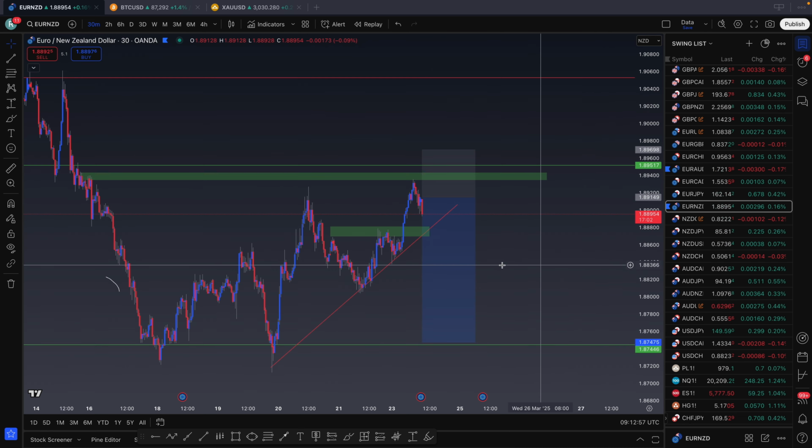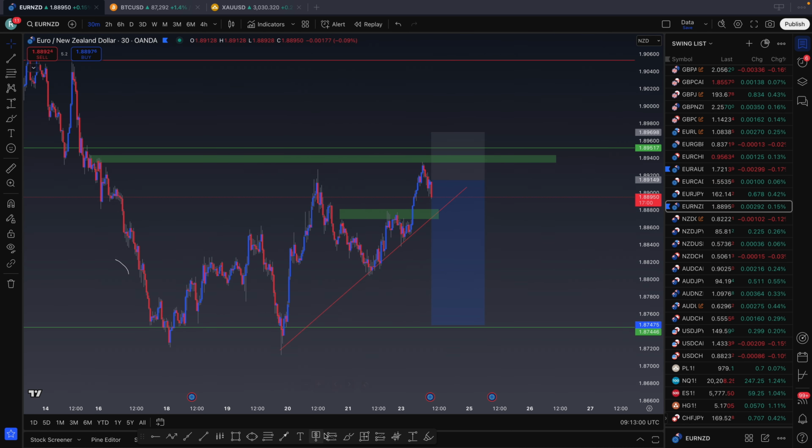Now for Euro NZD right here, we also have this huge trend line. First of all, we have this support line. People bought here. Then we have this touch and this touch of the trend line. People bought here, and price is pushing through to the upside.